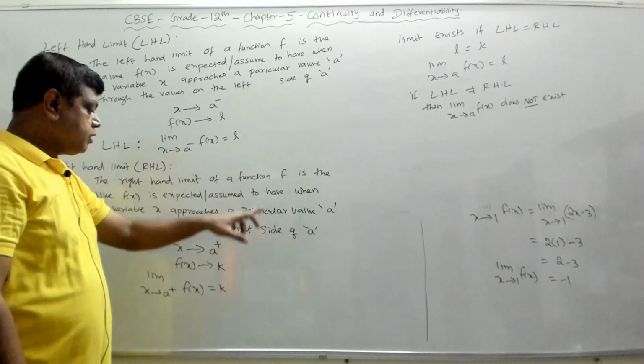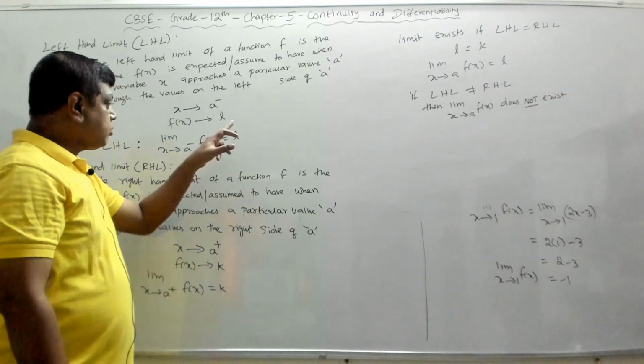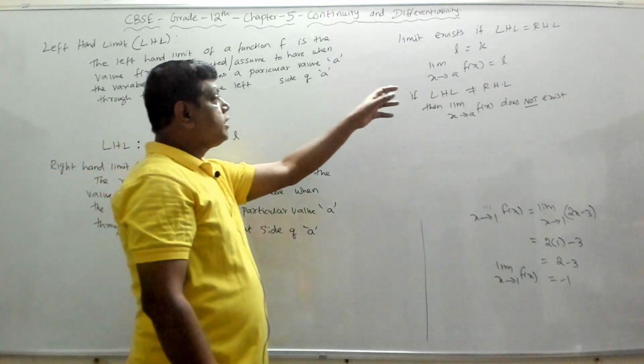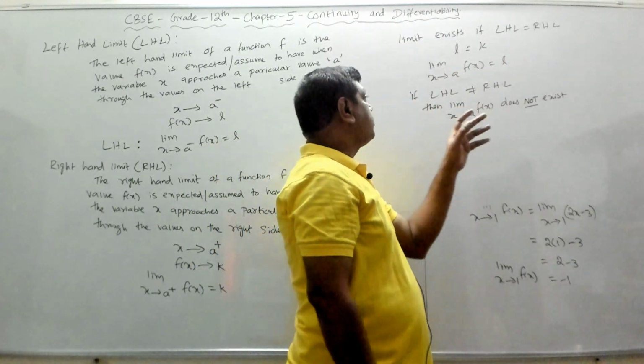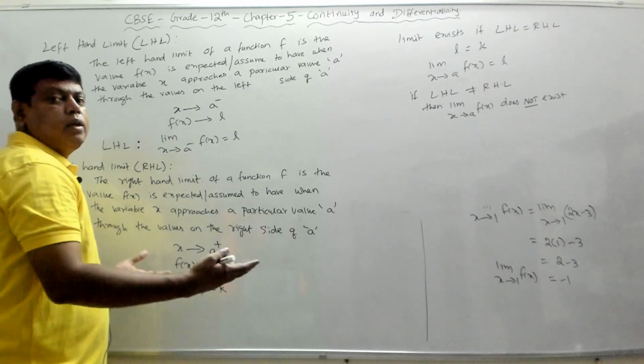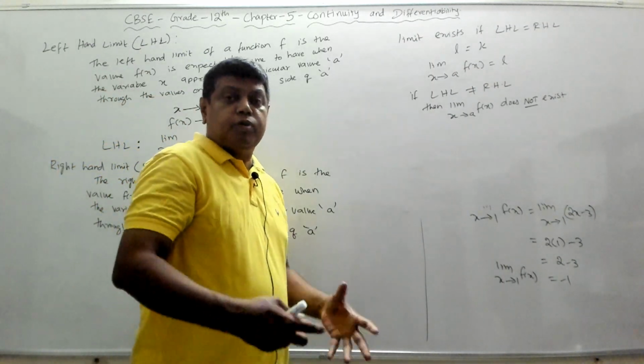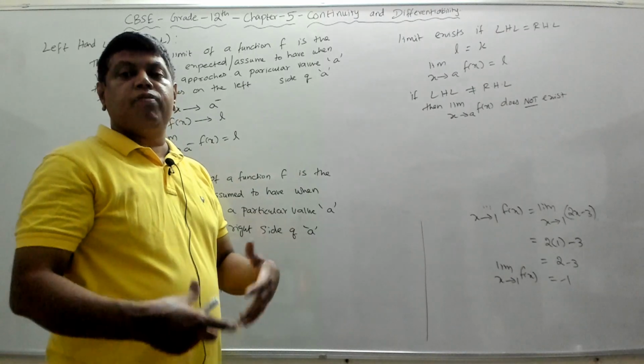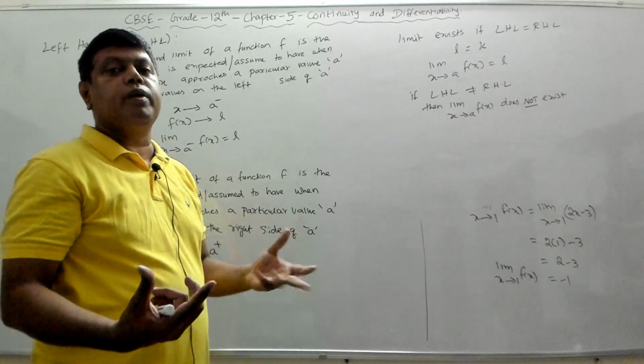Suppose this value is 5 and this is also 5. Or this is 13, this is also 13. Then we will say limit x goes to a, f of x is 13. Suppose if they are different, suppose here I get 13, here I get 11. Then we will say limit does not exist, which means we don't know. When x approaches a, where f of x will approach, we don't know. So we will say limit does not exist.